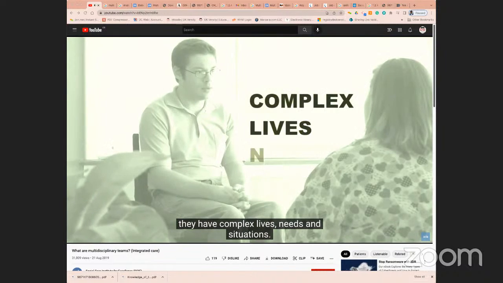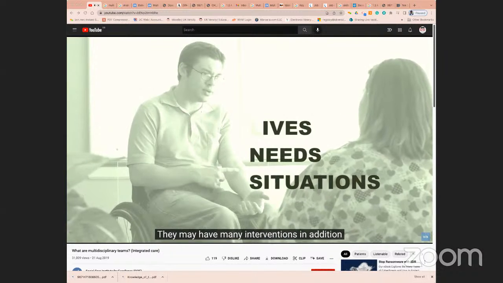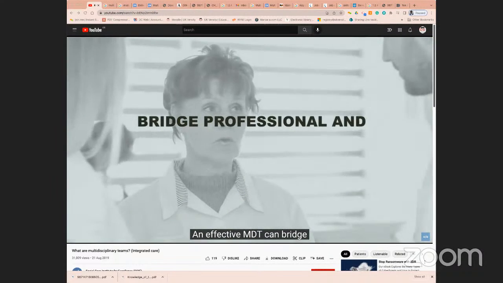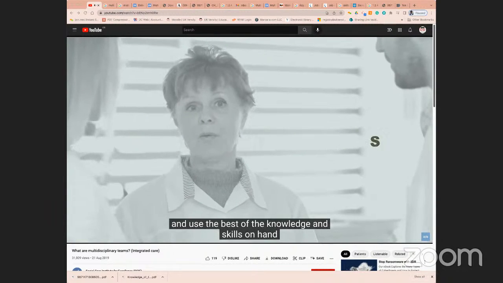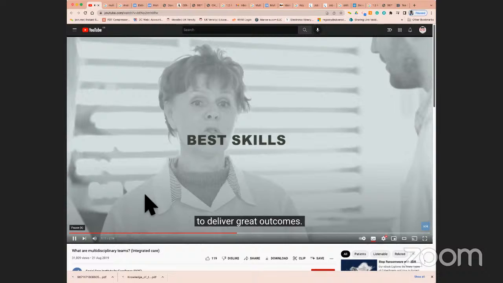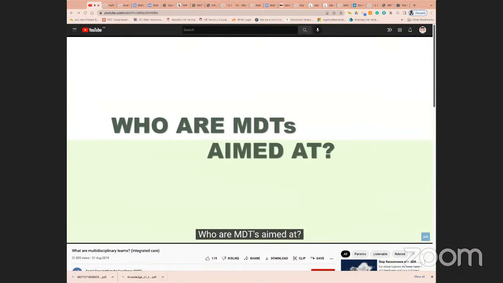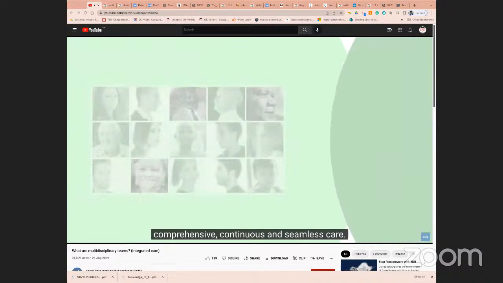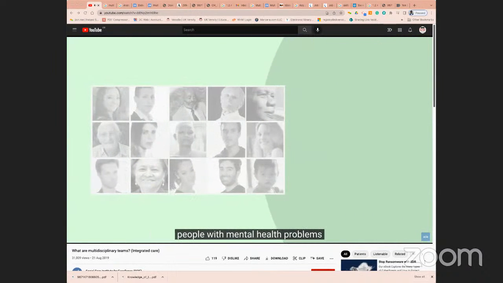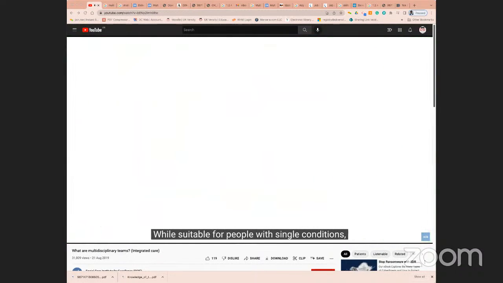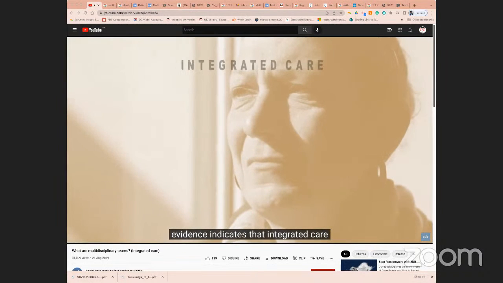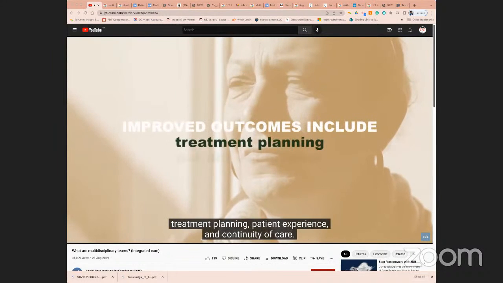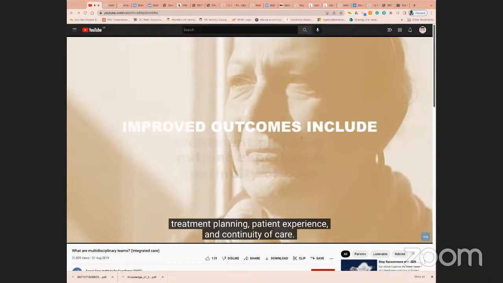Like anyone, they have complex lives, needs and situations. They may have many interventions in addition to having some great personal strengths. An effective MDT can bridge professional and organisational specialisms and use the best of the knowledge and skills on hand to deliver great outcomes. Who are MDTs aimed at? The simple answer is anyone who can benefit from comprehensive, continuous and seamless care. This includes adults, children, people with mental health problems and older people. While suitable for people with single conditions, evidence indicates that integrated care is especially effective for people with complex needs. Improved outcomes include treatment planning, patient experience and continuity of care.